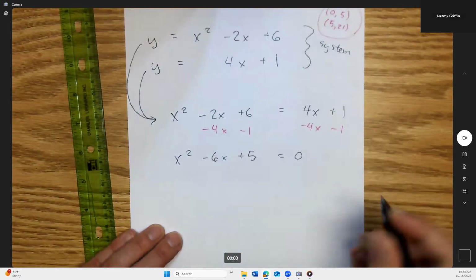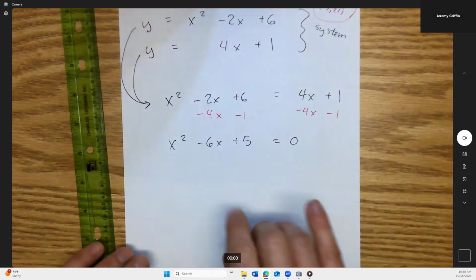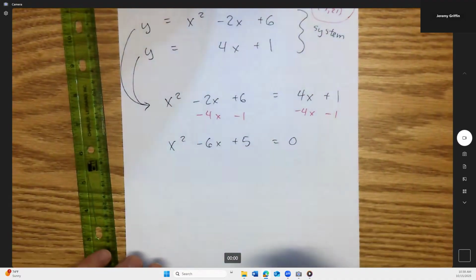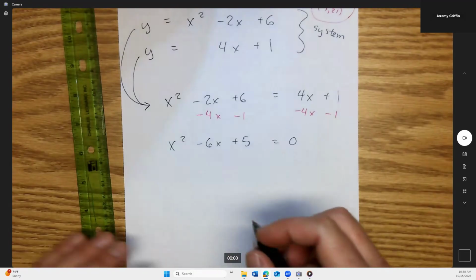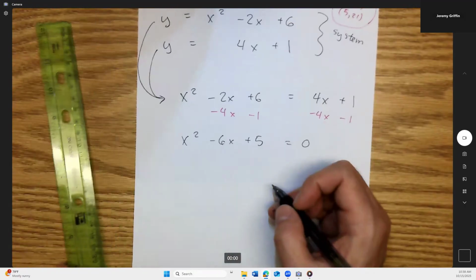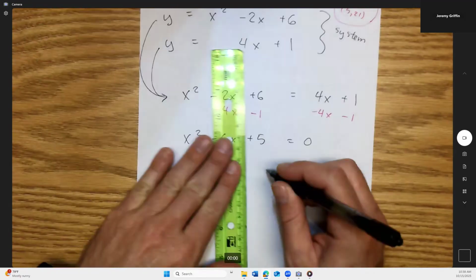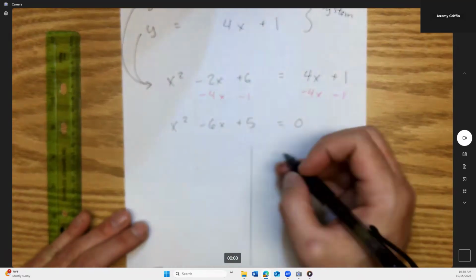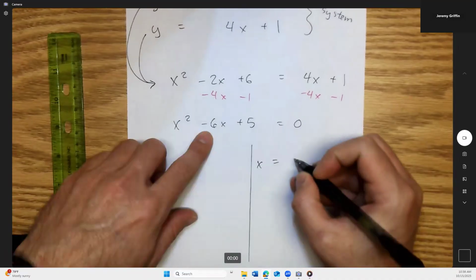Now, from here, I do see that this is factorable. And if it wasn't easily factorable, or if you weren't sure how to factor it, you could use the quadratic formula. So here, I'll split the paper and show you guys. At least I'll set up two different methods of doing it. So you could go x equals negative b.